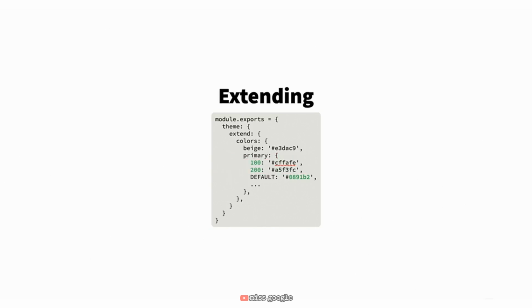Now if you do want to include different numbers, you can add them in a sub-object right here. So here we're going to have a variable called primary, and it's going to have a btn primary 100 and 200. Now if you just put in the class of btn primary, then you will get whatever this default value is set to. So let's take a look at that in action.